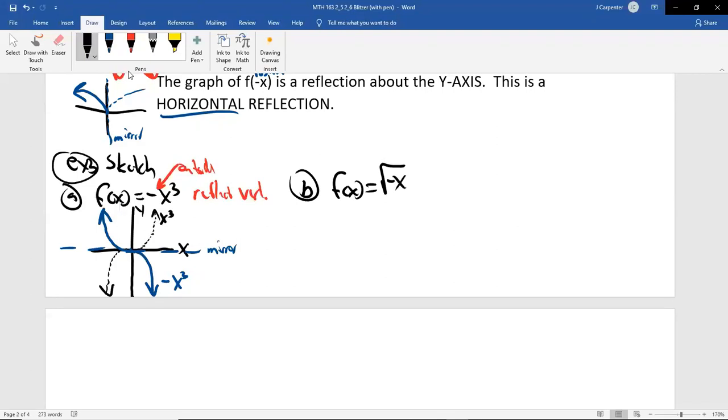Now that negative counts as being inside. How can you tell it's inside? Again, just use your eyes. It's inside the core part of the function. So that means it's a horizontal reflection. Again, outsides are vertical changes, insides are horizontal. Say it to yourself 50 times, write it 50 times, read it 50 times, apply it 50 times, whatever you have to do. But don't be lazy and not do anything. It's not going to help you.